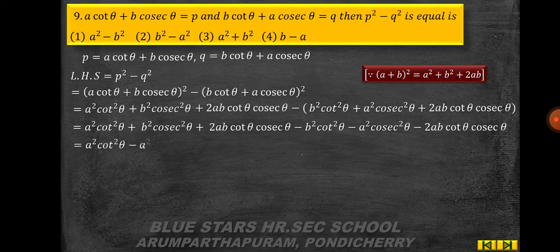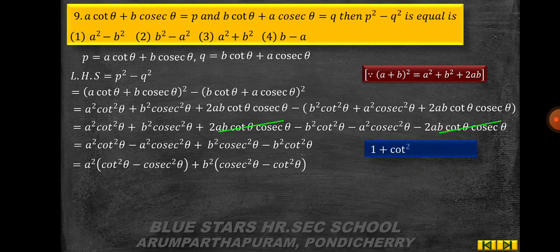So A square into cot square theta, again you have minus A square cosecant square theta plus B square cosecant square theta minus B square cot square theta plus 2AB cot theta cosecant theta minus 2AB cot theta cosecant theta gets cancelled. So we are taking A square common out. We get cot square theta minus cosecant square theta plus B square into cosecant square theta minus cot square theta.